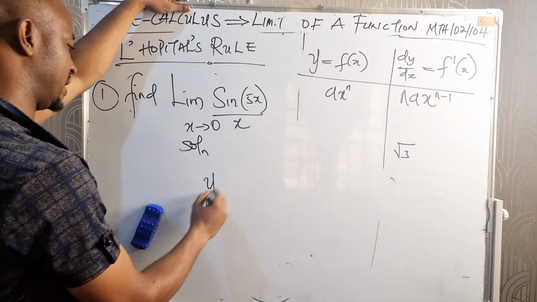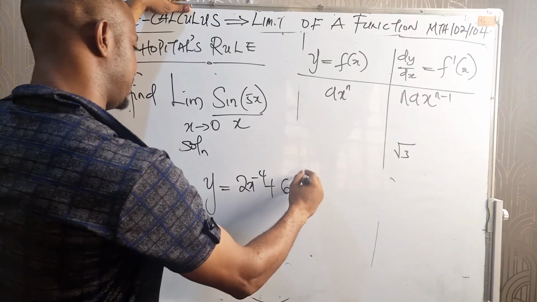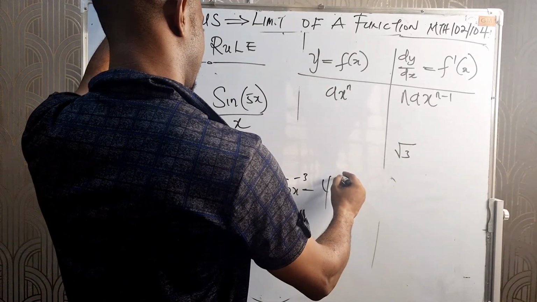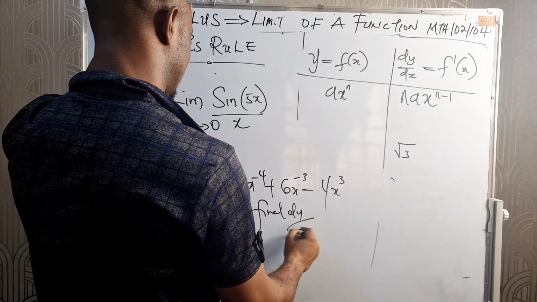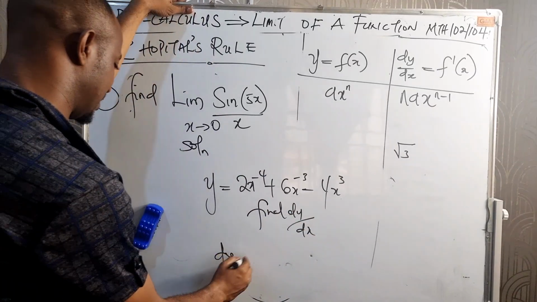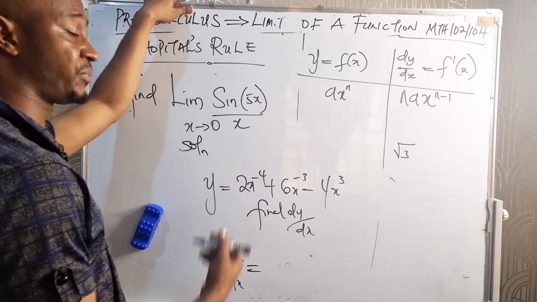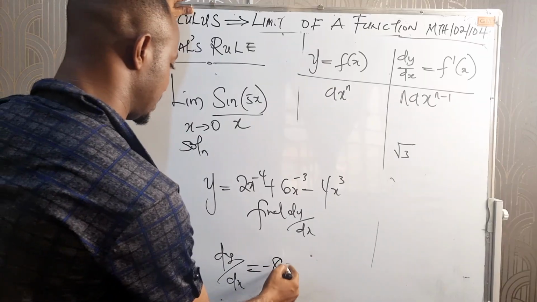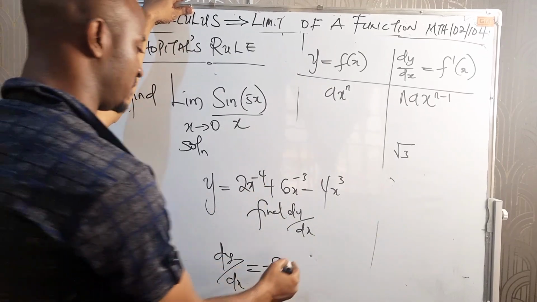Let's see another example under the power rule. If we have y equals 2x to the power of minus 4, plus 6x minus 3, minus 4x to the power of 3, and I say find dy dx, what will be our dy dx? From the comment section, what will be the dy dx? The same principle: multiply the power. Minus 4 times 2 is minus 8, x to the power of what? Minus 4 minus 1 will give us minus 5.